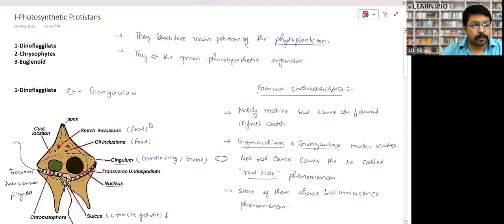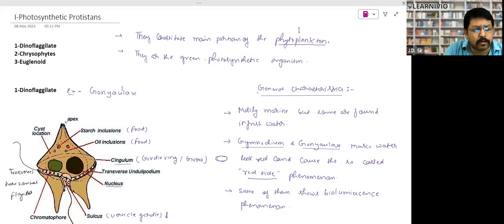In photosynthetic Protistans, we have further divided them. It is all given in your NCERT. We have divided photosynthetic Protistans into three categories again: dinoflagellate, chrysophyte, and euglenoid. Photosynthetic Protistans are called phytoplankton.